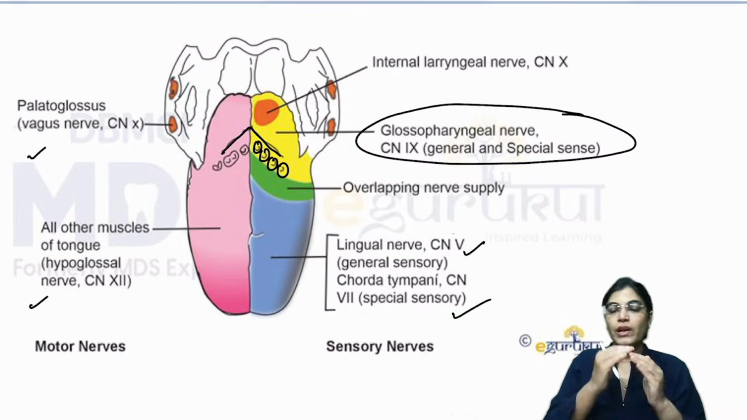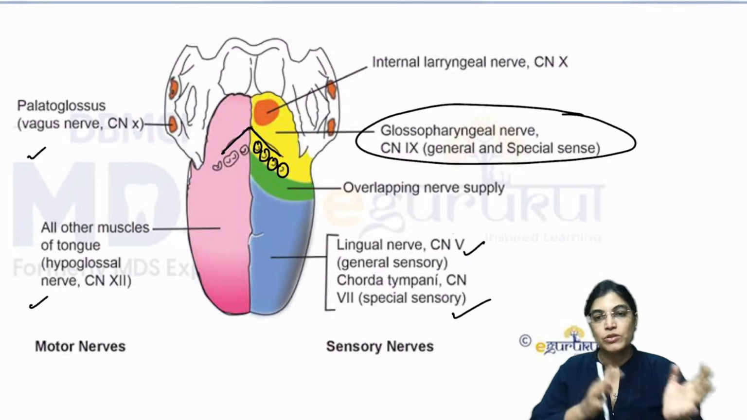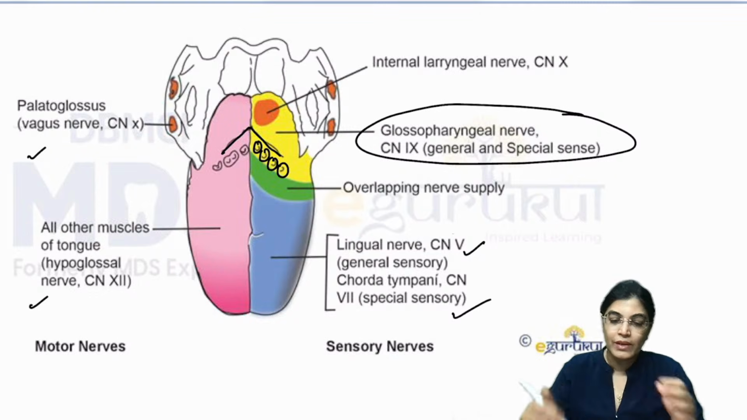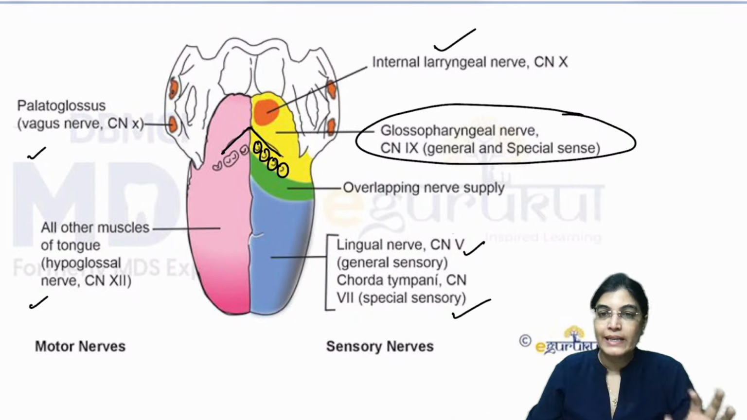So there is an overlap of nerve supply, and not only the posterior 1/3 part of the tongue, also the circumvallate papilla is innervated by 9th cranial nerve, the glossopharyngeal nerve. The posterior most part of the tongue is getting innervation from internal laryngeal nerve.